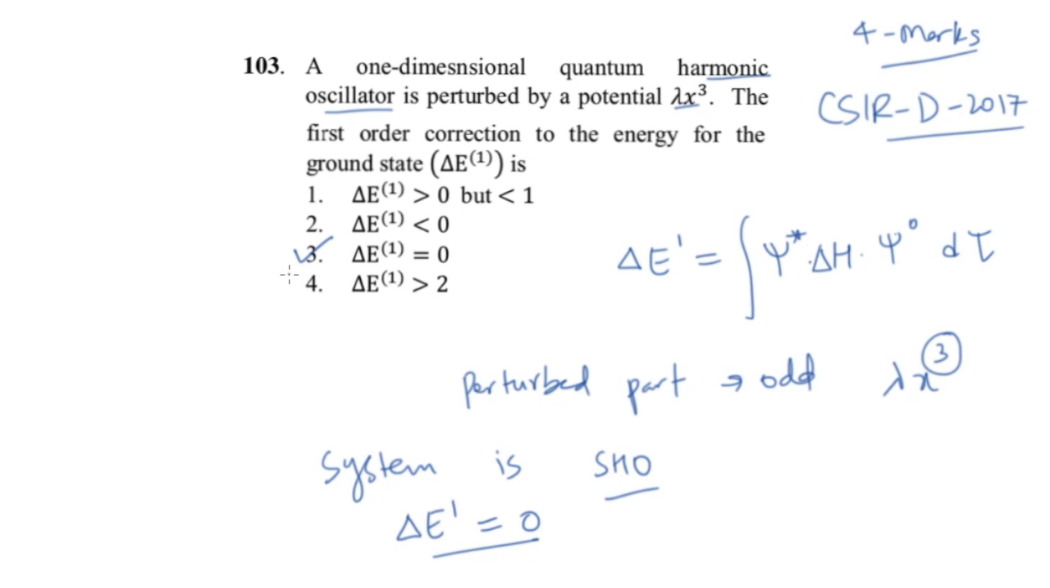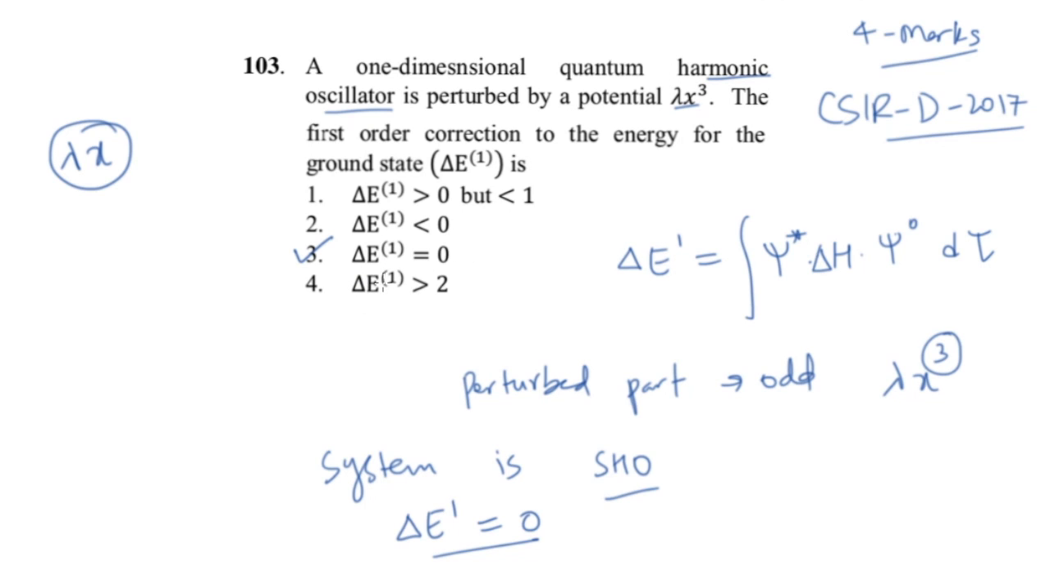A similar question was asked, I think in December 2015, or I think December 2014, I don't remember the year exactly, but over there the perturbed part was given as lambda x. Same conditions were given, a simple harmonic oscillator as the system, and it was asked what is the first order energy correction. So over there as well your answer would be 0, right?